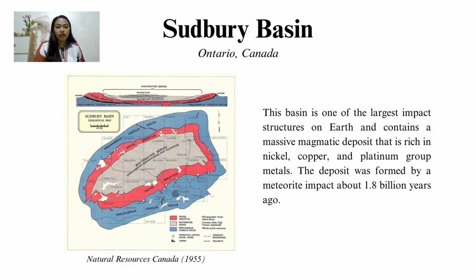Sudbury Basin, located in Ontario, Canada, is one of the largest impact structures on Earth and contains a massive magmatic deposit that is rich in nickel, copper, and platinum group metals. The deposit was formed by a meteor impact about 1.8 billion years ago, creating a large crater that later underwent extensive geological transformation. The impact led to the melting and mixing of Earth's crustal material, which facilitated the formation of magmatic sulfide deposits.